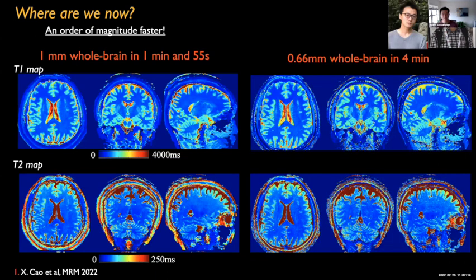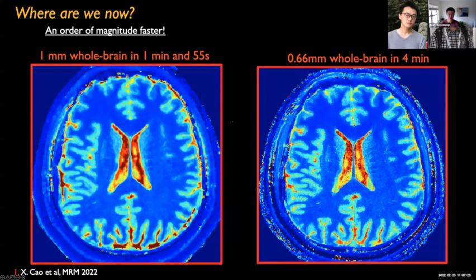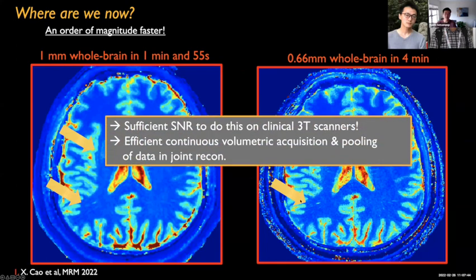We can utilize this technology in terms of accelerated encoding to push our resolution as well. Here's 0.66 millimeter isotropic whole brain in just 4 minutes. We'll zoom in a little bit here so that hopefully, even though through Zoom, we can still appreciate the increase in resolution and detail that we can get from this 0.66 millimeter, seeing some of the perivascular space with some of this as well. So it's still quite surprising to me looking at this, that we actually have sufficient SNR to do 0.66 millimeter quantitative mapping whole brain in just 4 minutes on a clinical 3T scanner.